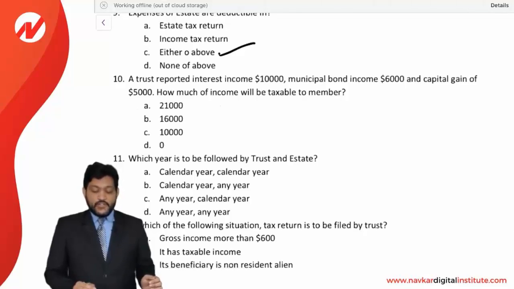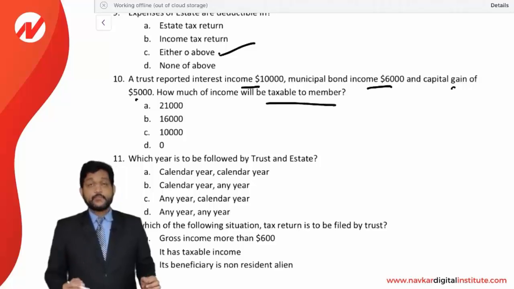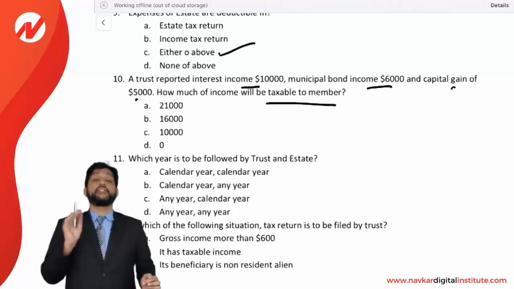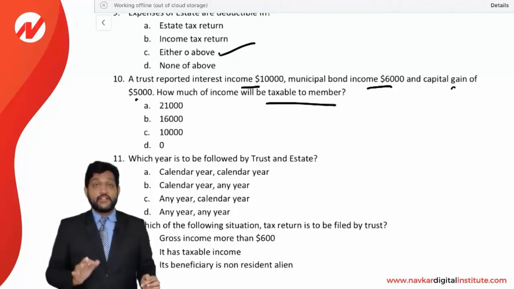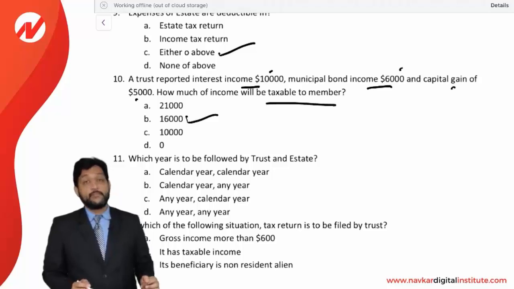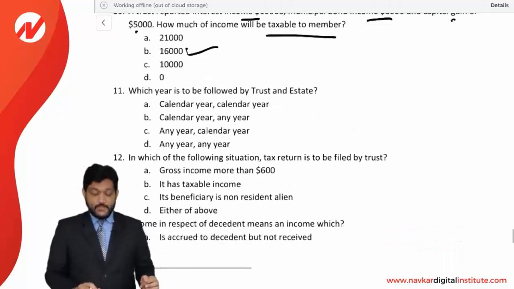A trust reported interest income 10,000, municipal bond income 6,000 and capital gain 5,000. How much income will be taxable to the member? Now see, by the normal rule, capital gain is not included in DNI unless it is to be distributed. Here nothing is specified, so we assume capital gain will not be included in the DNI. So only the two incomes, interest income 10,000 and municipal bond 6,000. So 16,000 is going to be taxable income to the member as part of DNI.